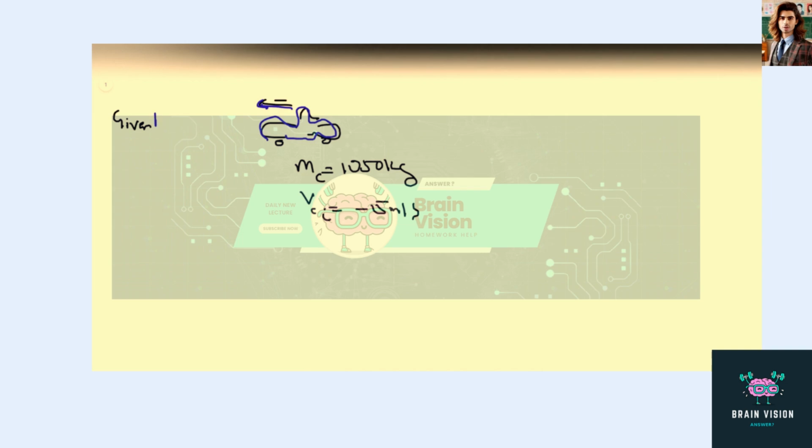And then we also have a truck, and it's moving towards the right. The mass of the truck happens to be 6,320 kilograms. The initial velocity of the truck is given as 10 meters per second. That's the information we're given. It's positive because it's moving towards the right.